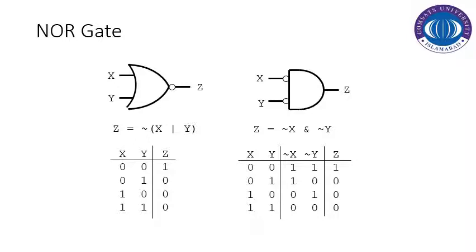Here we can see that this NOR gate is equal to the negative AND. This is called the negative AND. Both are equivalent. Similarly, the NAND was equivalent to negative OR, and this is the De Morgan theorem that states that.